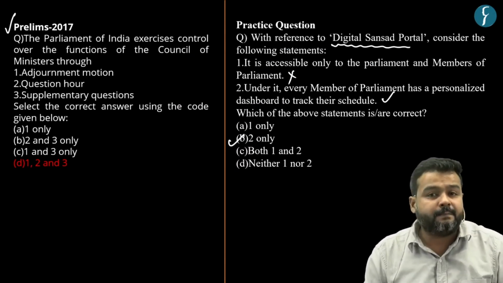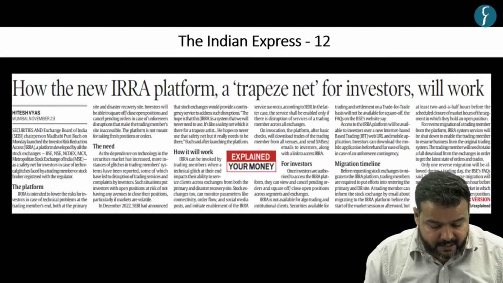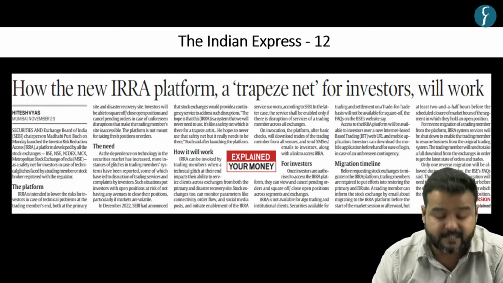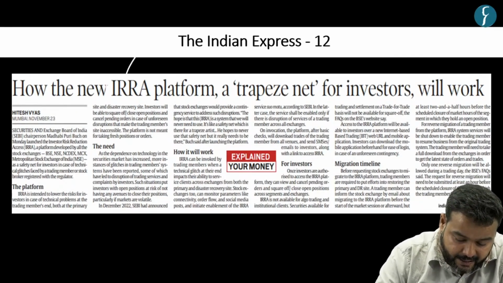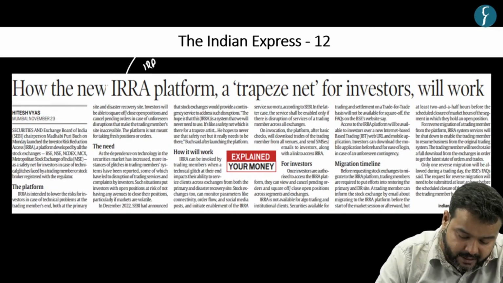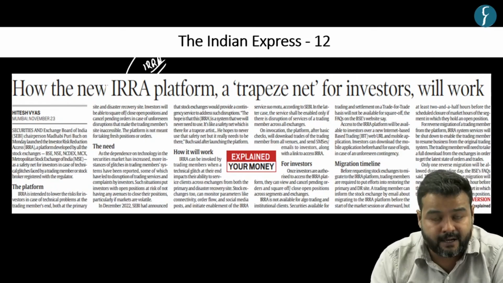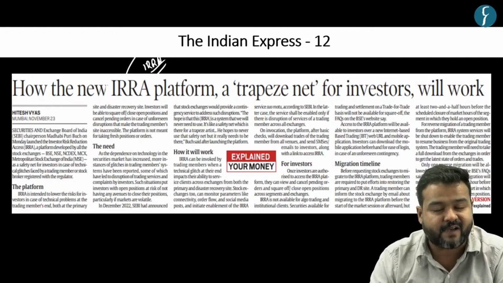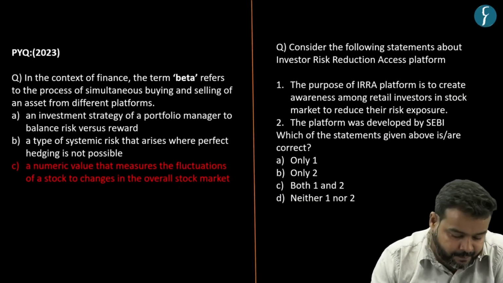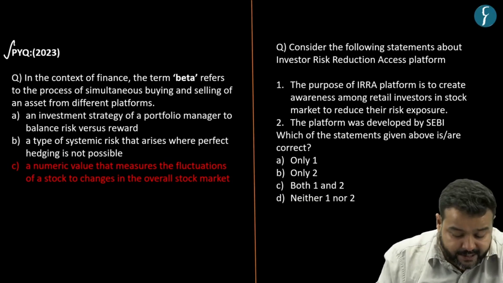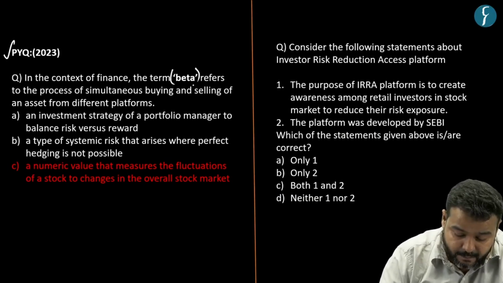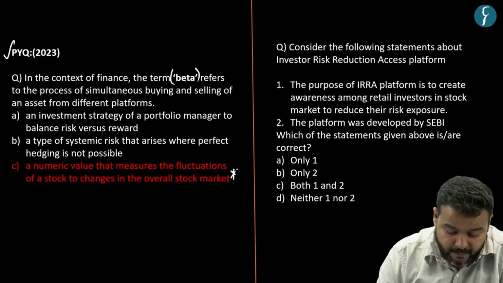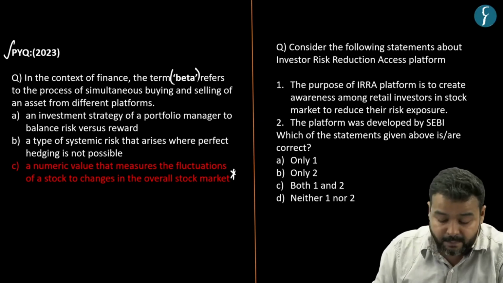So that brings us to the third question of today's discussion, which is based on the Investor Risk Reduction Access platform, that is IRRA. Now this platform is related to the share market. We will not go into much detail because our MCQ is based on those facts. As you can see, in 2023, UPSC asked a question based on beta. And it was related to the stock markets, as is this platform.